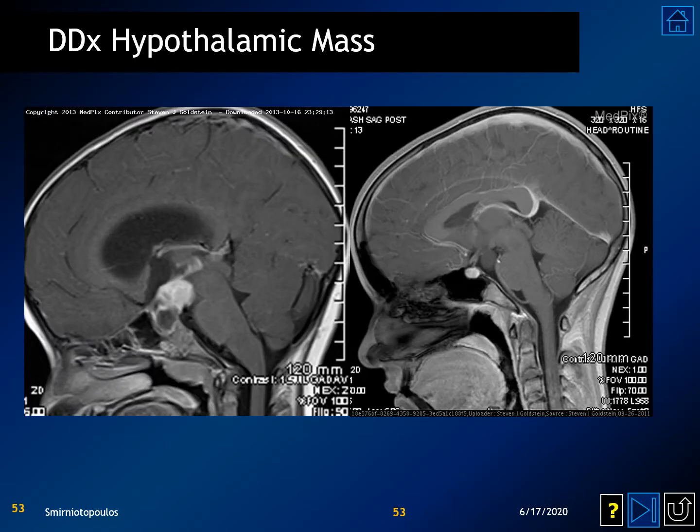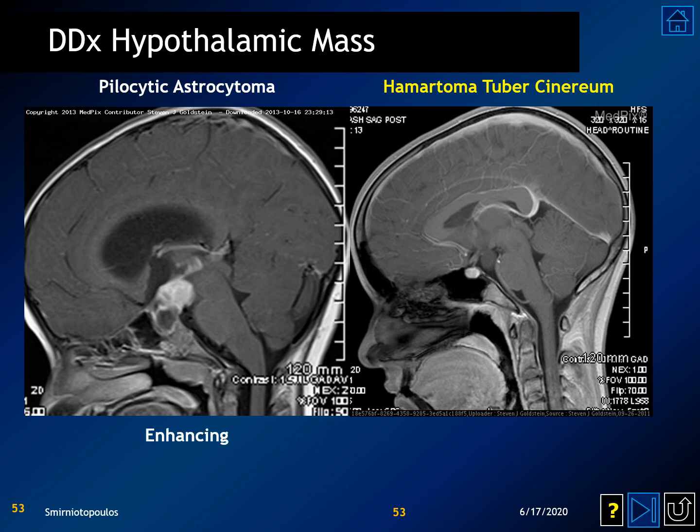Here's another patient that has a hypothalamic mass, but this is not showing any contrast enhancement, and this is the typical appearance for a hypothalamic hamartoma. So the differential diagnosis is very clear when you have a non-enhancing suprasellar mass arising from the hypothalamus. Again, notice that both of these patients are children.